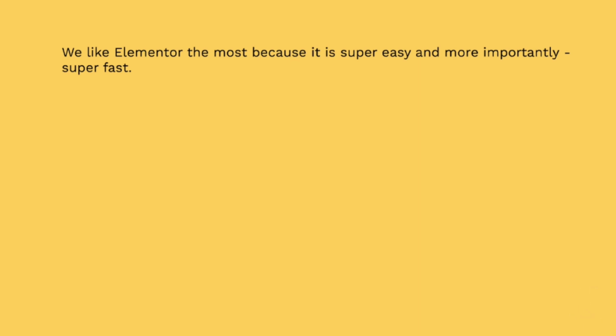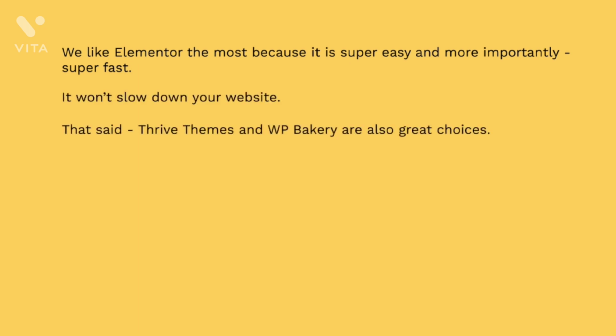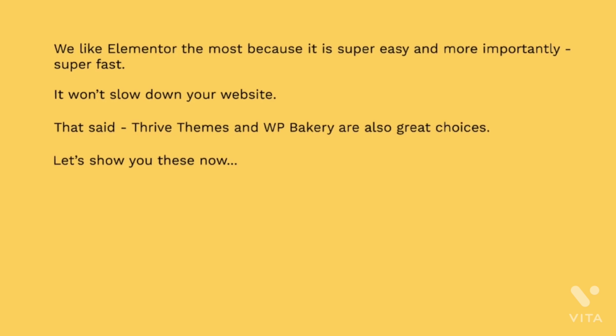One thing to note is that as you begin to add more plugins to your WordPress site, it will actually slow things down. What we've found when we've tested things is that Elementor has a lot of features, but it doesn't have a lot of coding, so it runs really, really fast. And it won't slow your website down. With that said, Thrive Themes and WP Bakery are really, really good choices. So let's go ahead and hop on over to those websites and show you these in action.